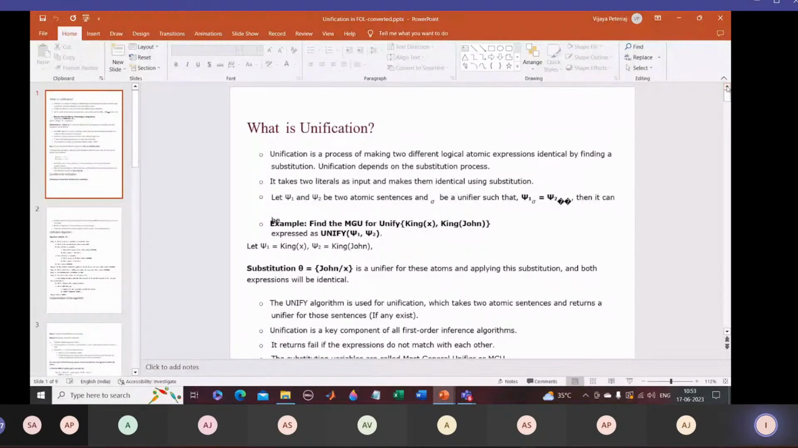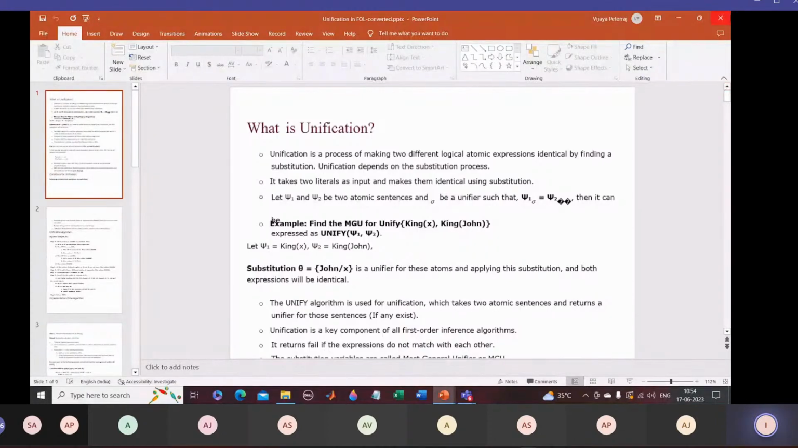So unification is a process of making two different logical atomic expressions identical. How are you making them identical? By finding a substitution. So unification always depends on your substitution process. It takes two literals as input and makes them identical using the substitution.